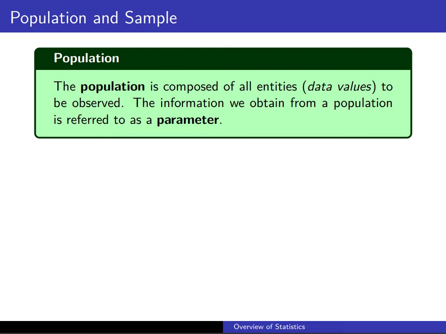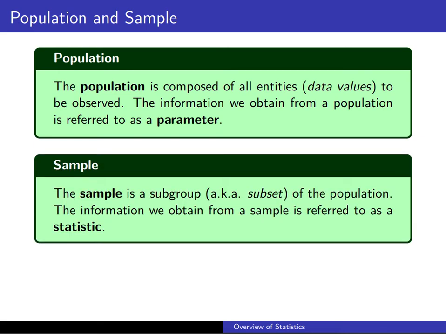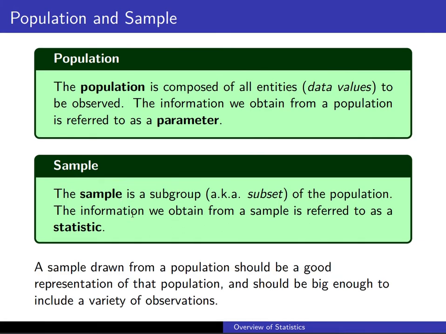Versus a sample, which is a subgroup or a subset of the population, and the information we get from a sample is referred to as a statistic. So the process of statistics is to take samples of a population and then try to get information about the population based on the samples that you take. A sample you take from a population should be a good representation of that population and should be big enough to include a variety of observations.